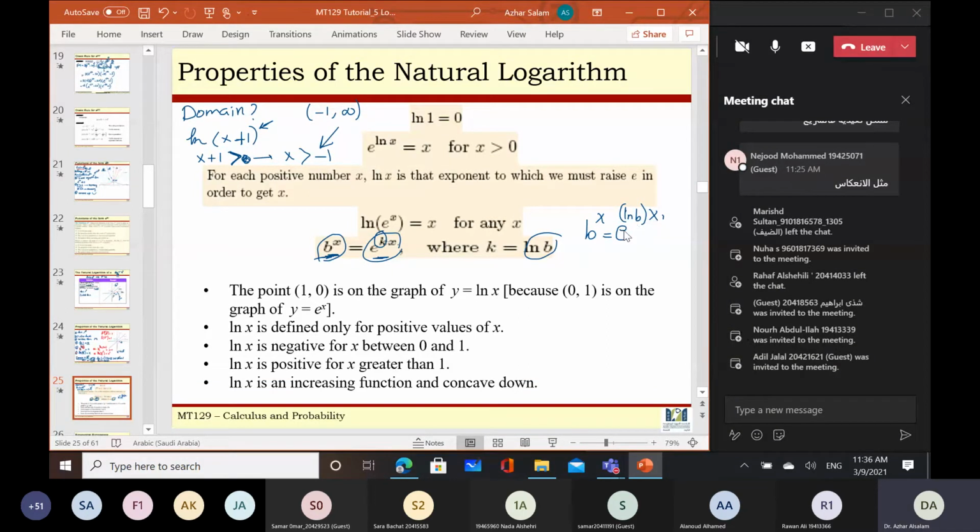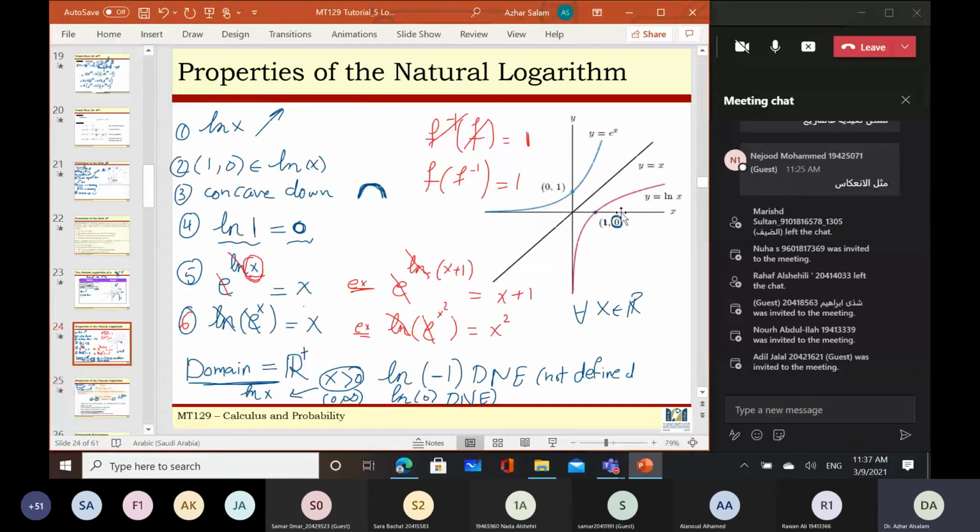We said that e cancels the ln, so e to the power ln b times x will be the same as the base b to the power x. This is just additional information. Okay, we said all of this. ln x is positive for x greater than 1. This is from the graph.